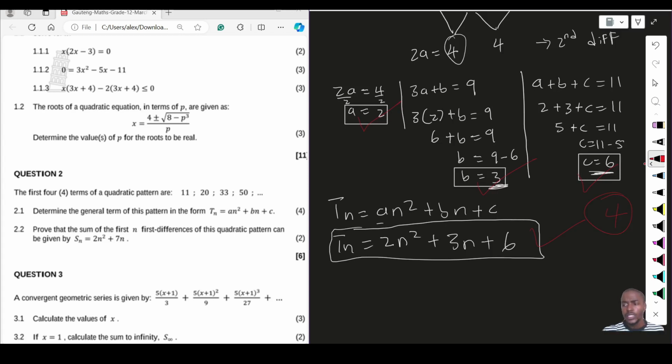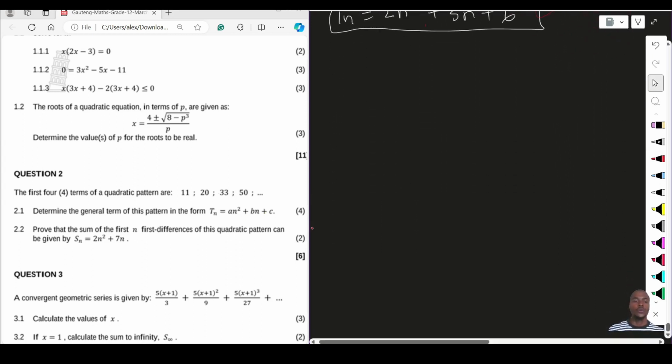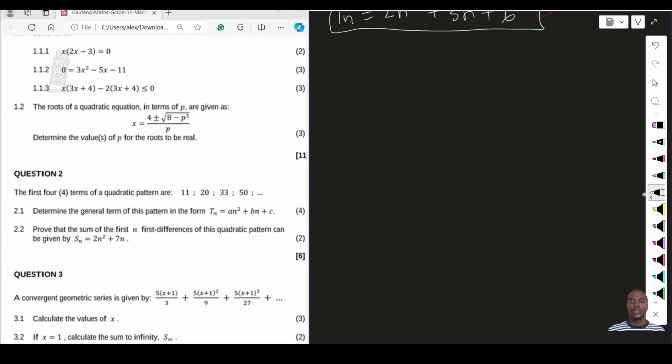Then let's look at 2.2. Okay, let me also create a room for 2.2. So this is 2.2. They say prove that the sum of the first n differences of this quadratic pattern can be given by Sn is equal to 2n squared plus 7n.